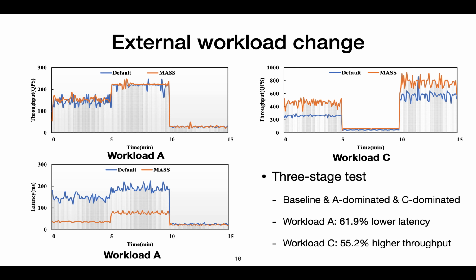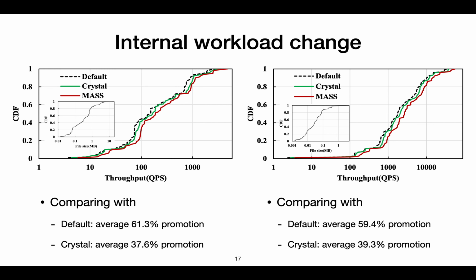Next, let's see the scenario where MASS handles external workload changes. We use workloads A and C as 2 coexisting workloads for a 3-stage test. The first stage acts as the baseline. In the second stage, the demand of workload A is increased and the demand of workload C is reduced. The third stage takes the opposite actions of the second stage. From the experimental results, compared with the default configuration, MASS can better react to external workload changes. For workloads A and C, the latency and the throughput are improved respectively.